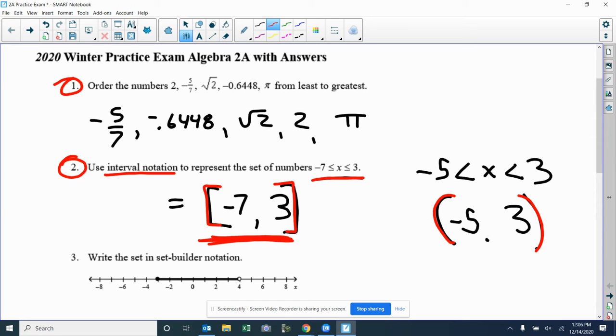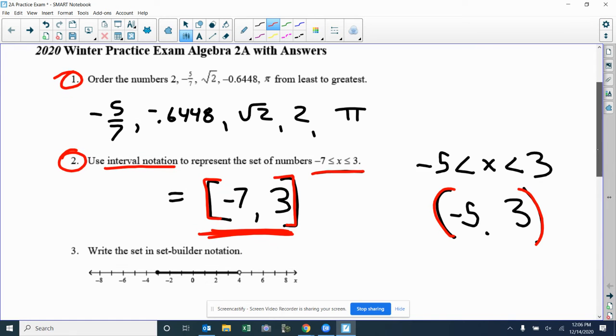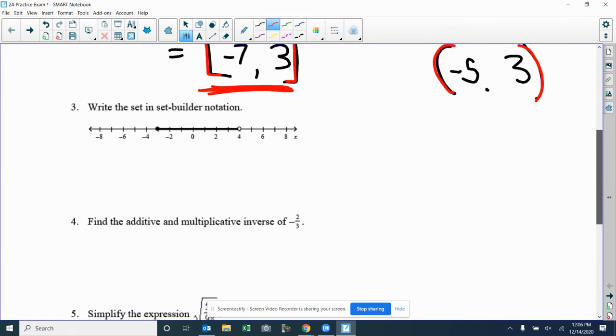Everybody okay with 1 and 2? Questions there at all? All right, move down to number 3, set builder, okay? So, I'm gonna think like how I come in the number line. I'm coming this way. What's my first number there? -3, okay? Then I'm gonna just drop an X in between those, and that number is 4, isn't it?